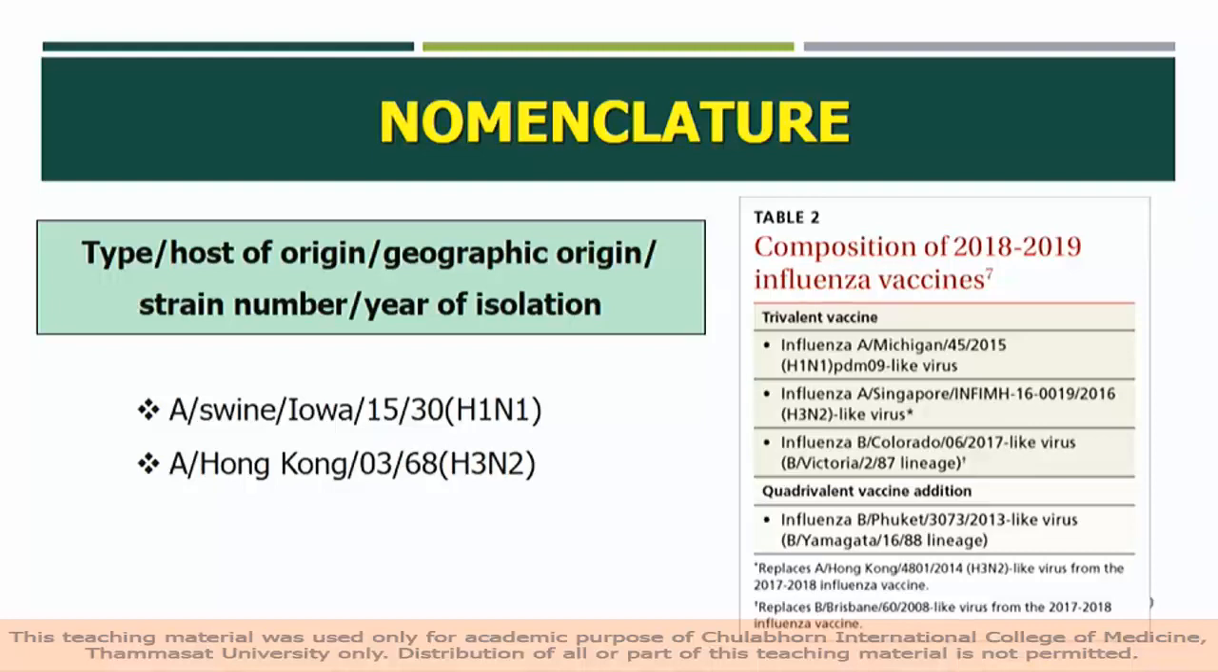The second example is an influenza A virus. Since this virus is isolated from human, the host of origin should not be indicated. The geographic origin is Hong Kong, and the strain of this influenza A virus is H3N2. And this table shows the composition of influenza vaccines that comprise influenza A and influenza B virus, as I already mentioned.